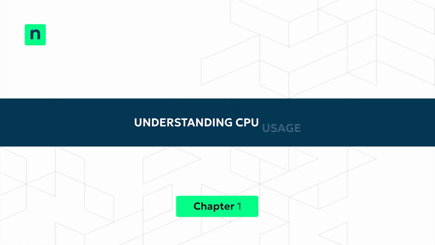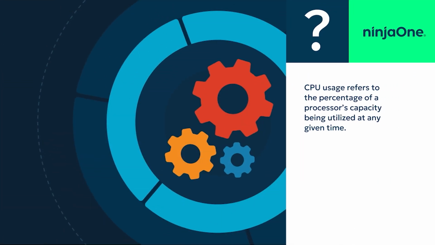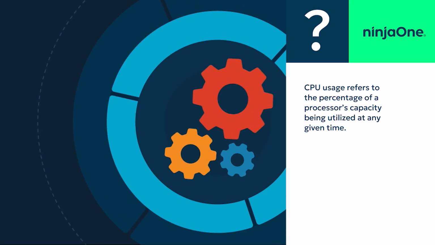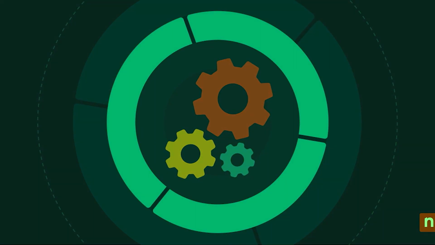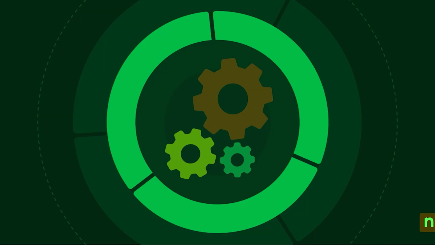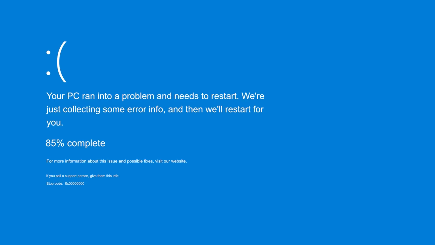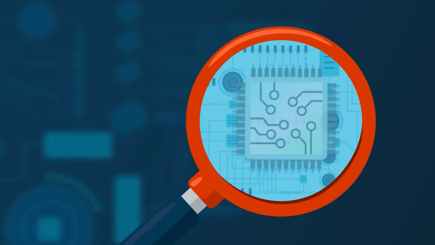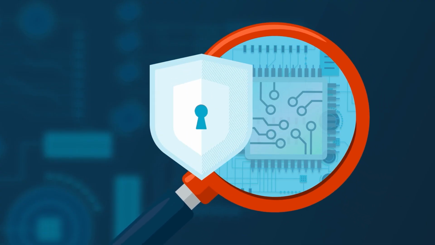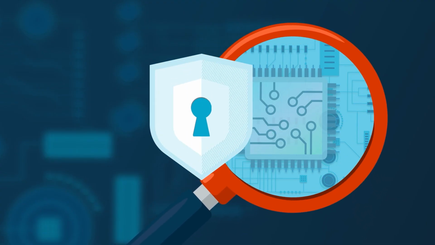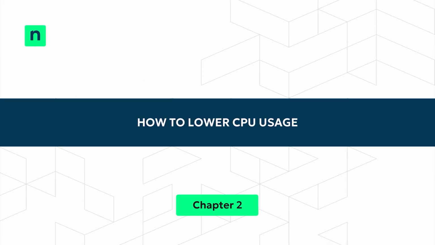Understanding CPU usage. CPU usage refers to the percentage of a processor's capacity being utilized at any given time. Consistently high usage can strain system resources, leading to slower performance, increased heat generation, and potential hardware failure. This is why it is crucial to effectively manage your CPU usage and maintain system reliability, which will ultimately extend the lifespan of your hardware.